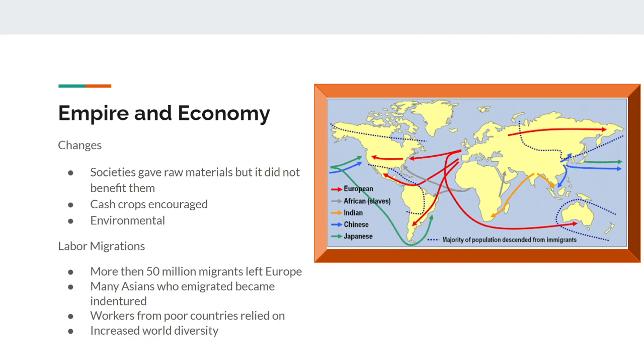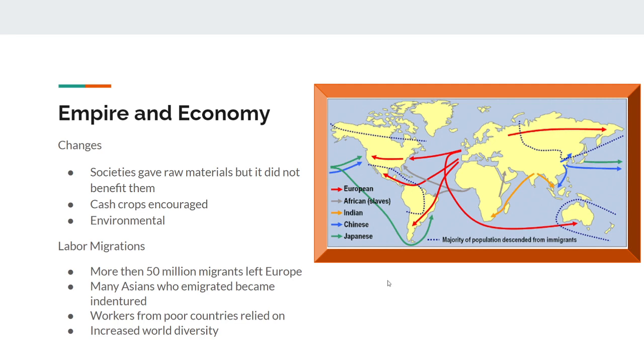Legacies of imperialism. Empire and economy. There were lots of changes to the economy after imperialism had been in full effect. Societies were giving raw materials, but it did not benefit them because they were often having to give them for no money or dirt cheap. Cash crops were encouraged in every colony everywhere. Not only was it giving less food to the people, but it was also causing environmental damage because they were clearing huge parts of land, of forest and fields, to make large cash crop farms.